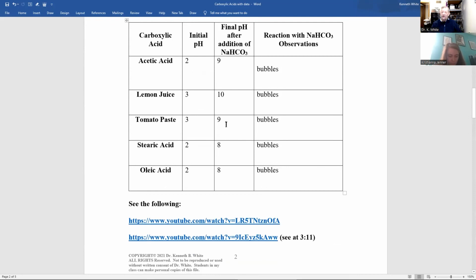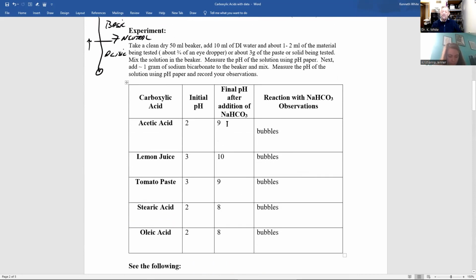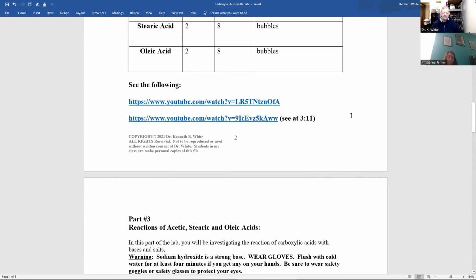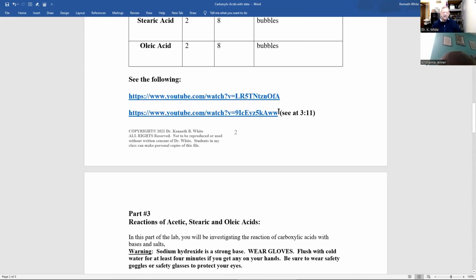And notice, what do we see? Bubbles. And what are those bubbles? The carbon dioxide, CO2 given off as a gas. And here's some YouTube videos I didn't ask you to watch.